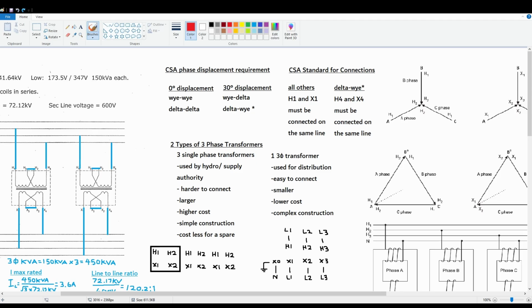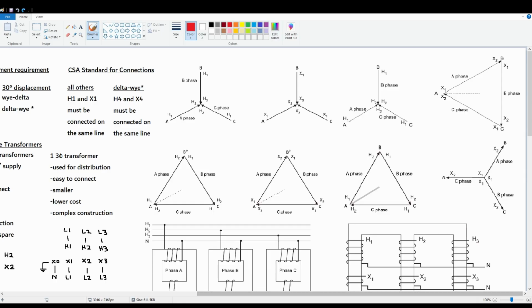Okay, so for the CSA phase displacement requirement, there has to be a 0-degree phase displacement between the high and low voltage side for a Y to Y and delta to delta. And for a Y to delta and delta to Y, there has to be a 30-degree phase displacement between the high and low voltage side. So I'll just go over this explanation.